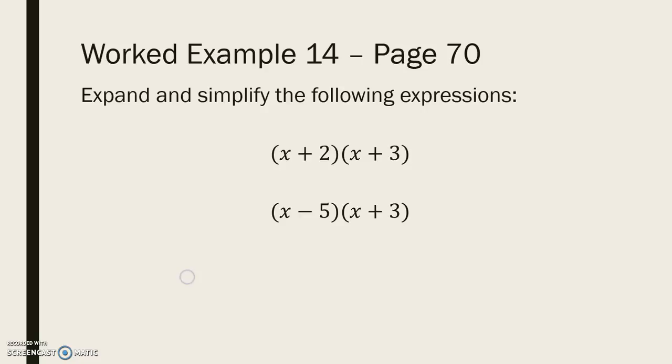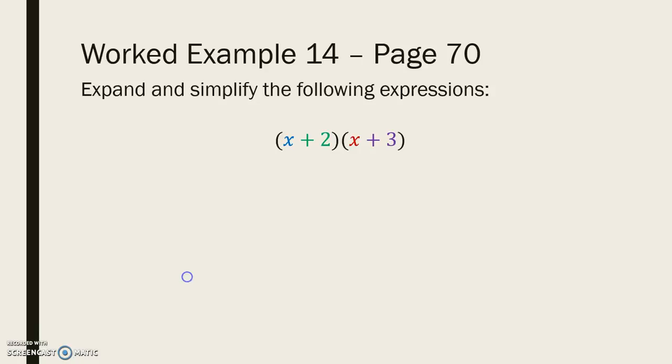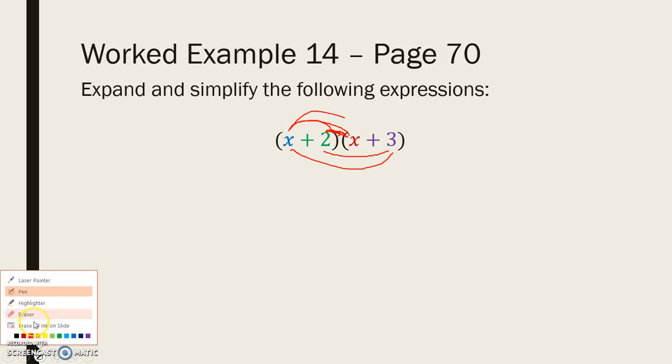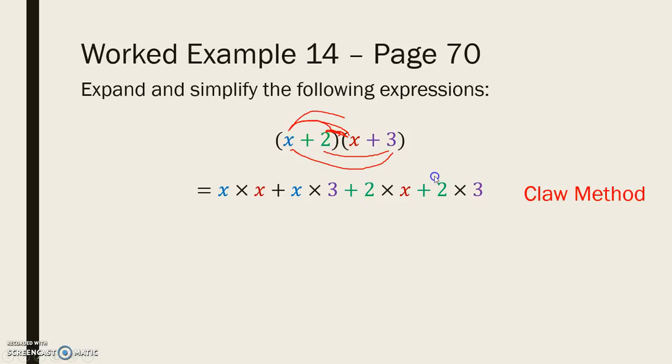So here's our first question. I've got a series of questions there. Let's look at this one. So we can, if you like, multiply the x by the x, multiply the x by the 3, multiply the 2 by the 3, multiply the 2 by the x there. So there's your little claw. Now, those lines aren't all that necessary. If you remember, it's just about multiplying that x by each of those terms, and that 2 by each of those terms. So let's look at how it looks.